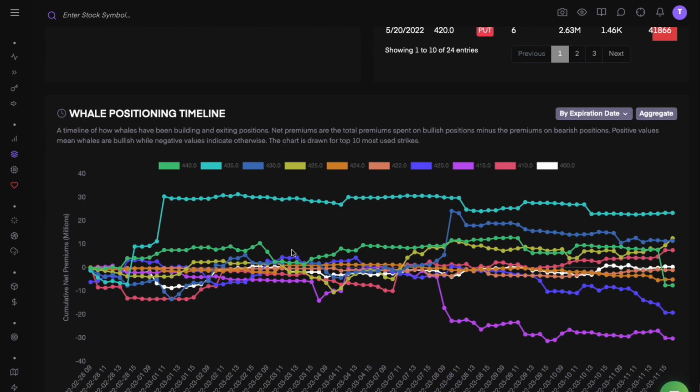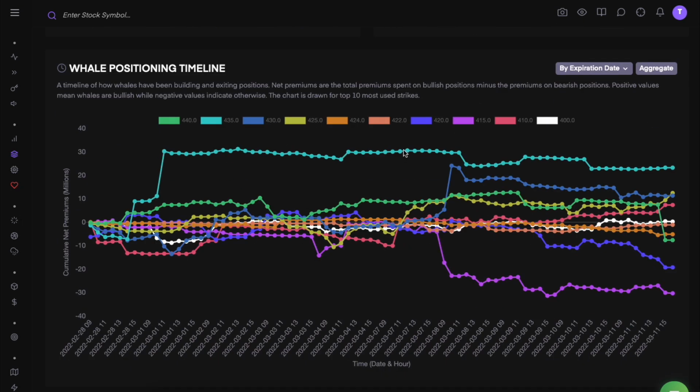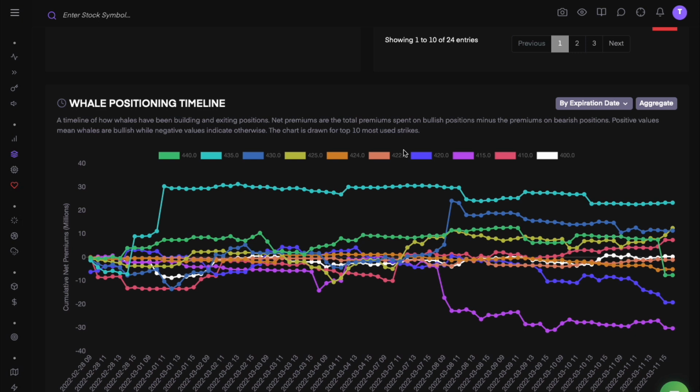And I think the last thing that I do want to discuss is this whale positioning timeline. So we discussed earlier, when the net premiums for, let's say, puts are going down, we don't really know whether the sold positions which are causing the red put line to go down were closing off previously bought positions, or whether those sold positions were actually opened for the first time. So that's something that this whale positioning timeline tries to solve, where for each strike and expiration, we try to track the net premiums for each of these contracts.